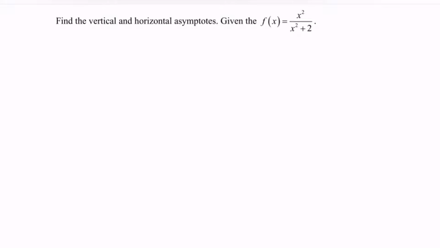Hello everyone, in this topic I'm going to discuss the topic limit. Find the vertical and the horizontal asymptote given that the function is x squared over x squared plus 2. Step number 1. Find the domain.